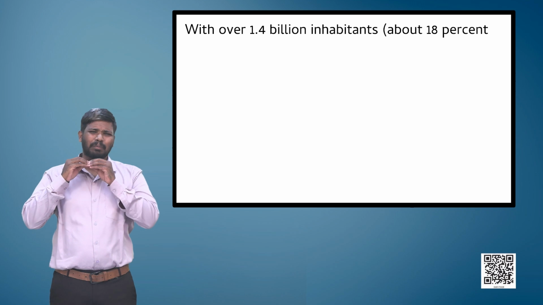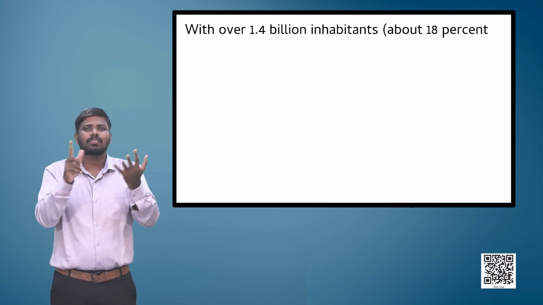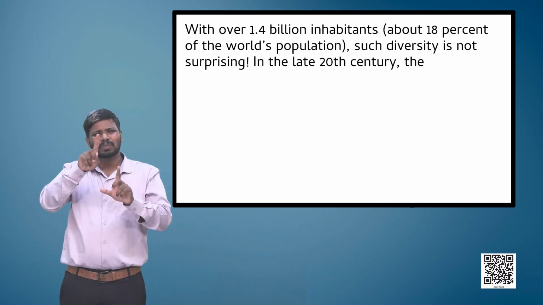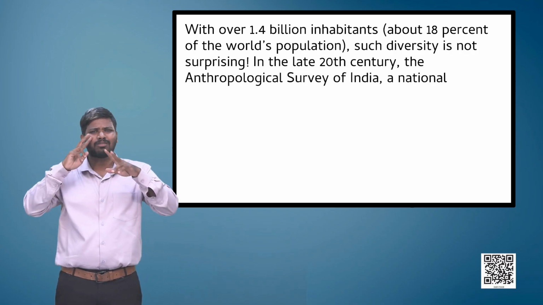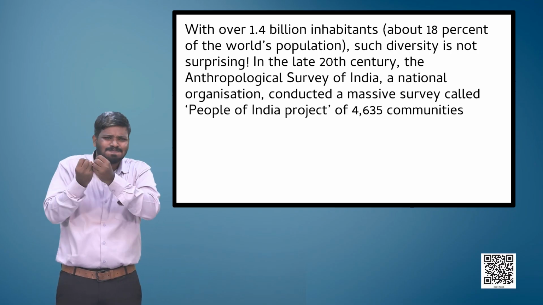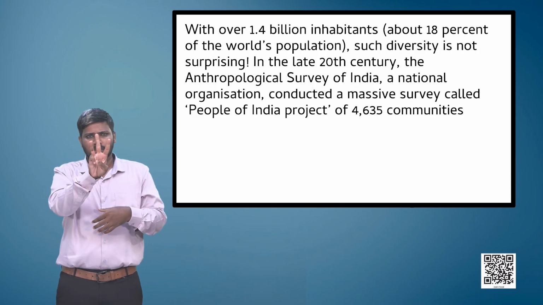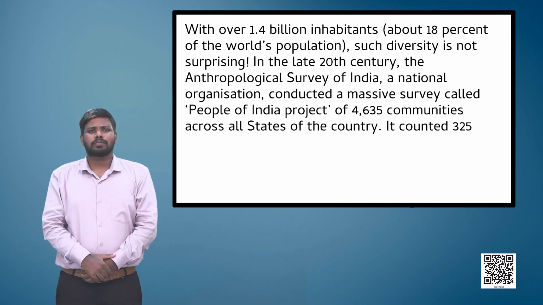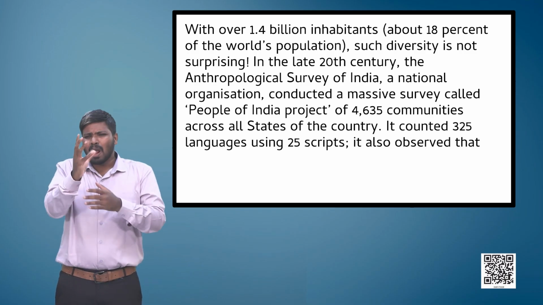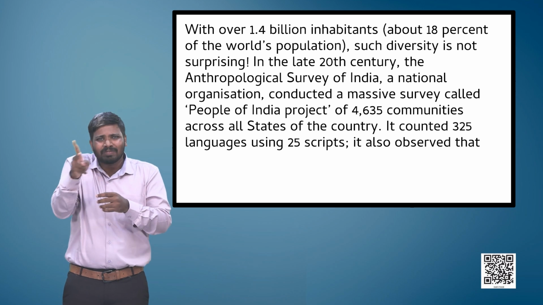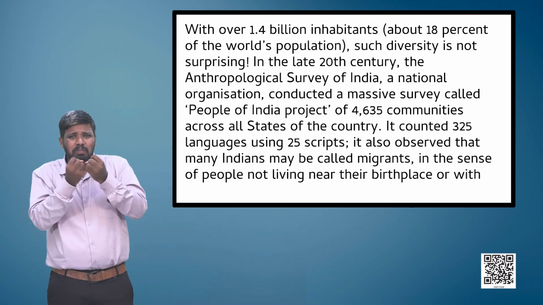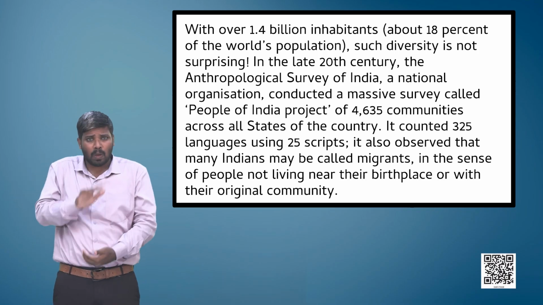With over 1.4 billion inhabitants, that is about 18% of the world's population, such diversity is not surprising. In the late 20th century, the Anthropological Survey of India, a national organization, conducted a massive survey called the People of India Project of 4,635 communities across all states of the country. It counted 325 languages using 25 scripts. It also observed that many Indians may be called migrants, in the sense of people not living near their birthplace or with their original community.